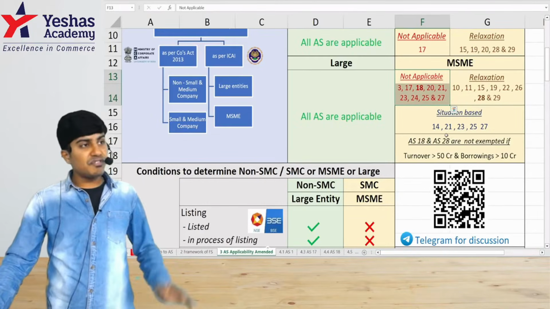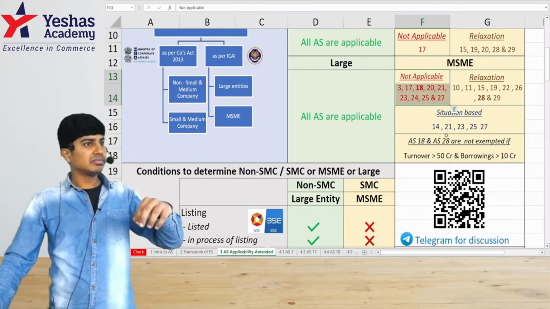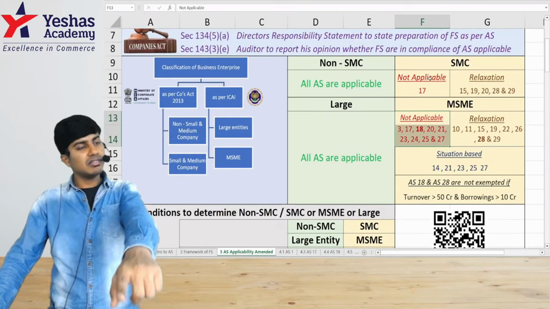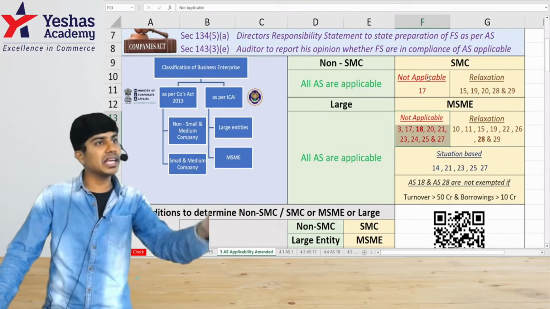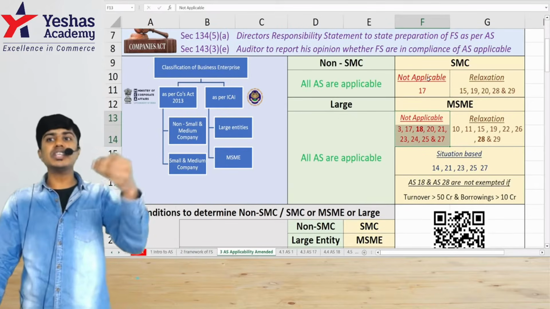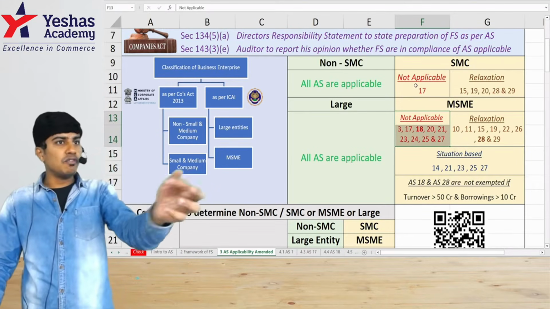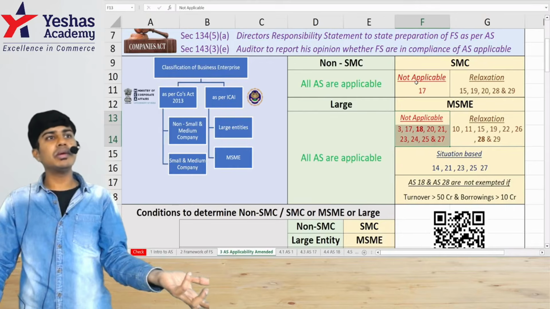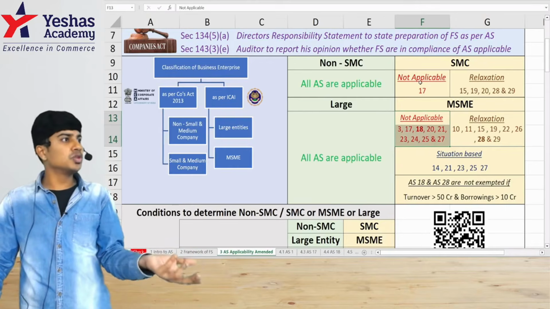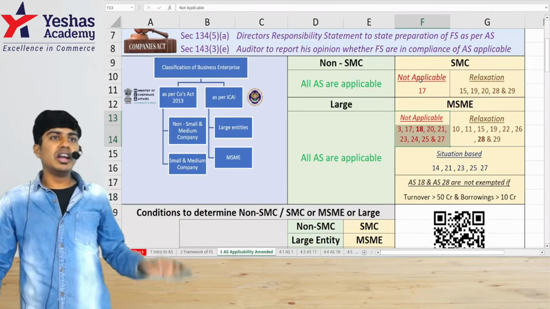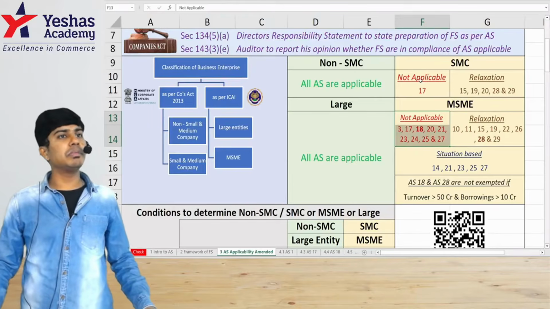But if that entity is a company, then it is not that case. Then 21, 23, 27 will be applicable based on the event. If it is going into the process of holding a subsidiary relationship, then applicable. If it becomes an associate, if it becomes a joint venture, then it is applicable. Or if it gets amalgamated, then 14 will become applicable.